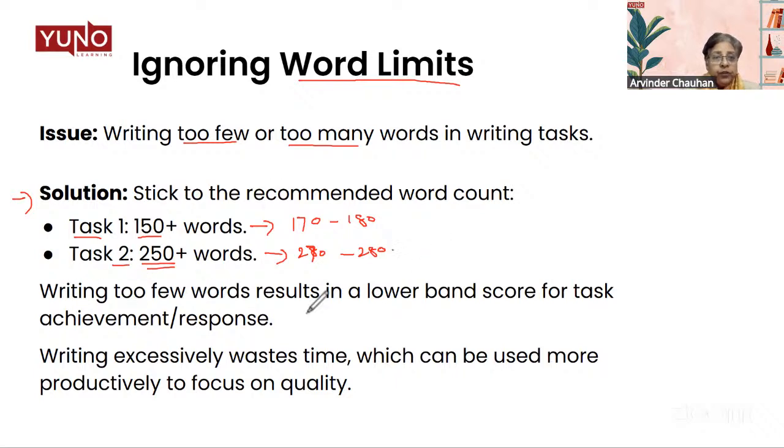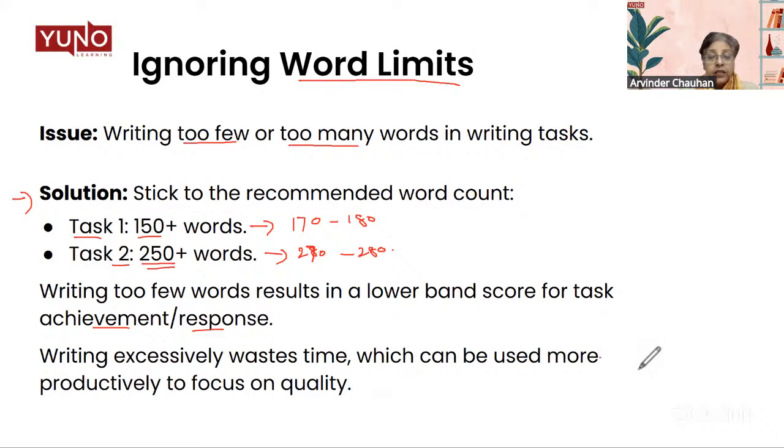Okay, so writing too few words results in a lower band score for task achievement or task response. Yes, here is where you will lose your marks. There are these 4 parameters, right? Task achievement, coherence and cohesion, lexical resource, and grammatical range and accuracy. So task achievement is the parameter where you would lose marks if your words are less than the required number of words, right?